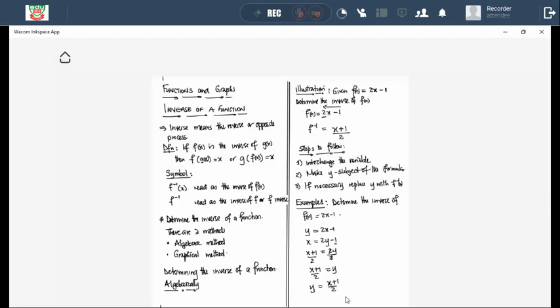Okay, now, where necessary, you can also replace y with what? f inverse. So you say, therefore, f inverse is equal to x plus 1, all over 2. Okay, that will be your f inverse. Let me give you more and more examples so that you can familiarize yourself with this method of getting the inverse of a function algebraically.